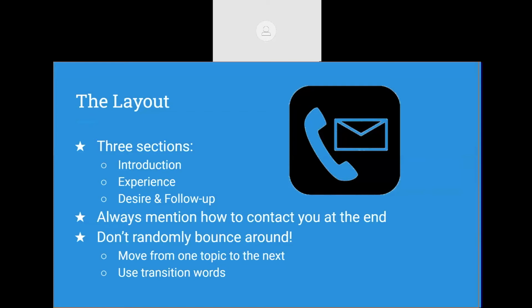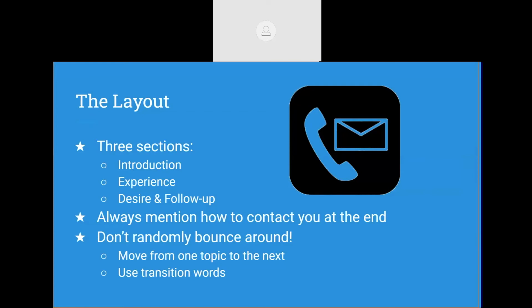And another big thing about the layout is don't put them back and forth. For example, don't put an introduction and then go back to something that you wanted to introduce towards the end. You always want to introduce everything first, and then tell them about your experience. You don't want to tell them about your experience and then tell them about who you are again, because that just confuses them and usually lengthens the talk more than it needs to be.